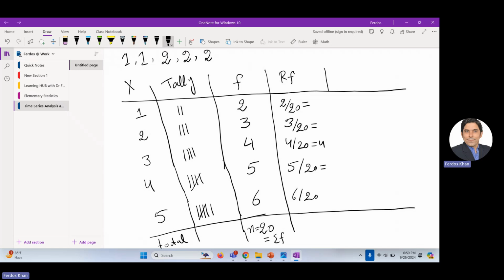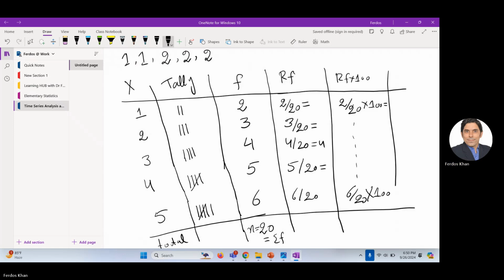Remember that if you need this relative frequency in percentage, you need to multiply this by 100. Whatever the result is, multiply by 100, you will get some result, and so on. So you will get the result in percent.